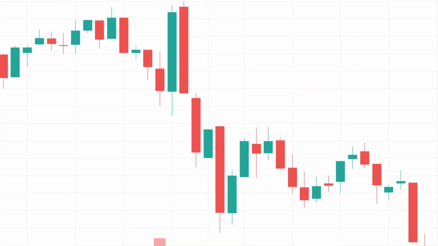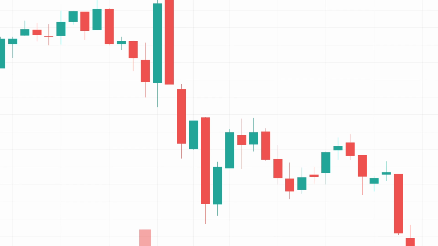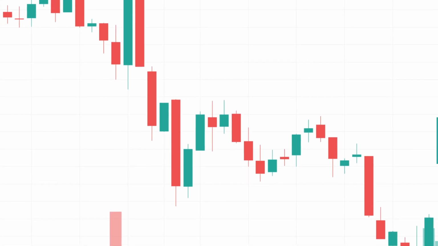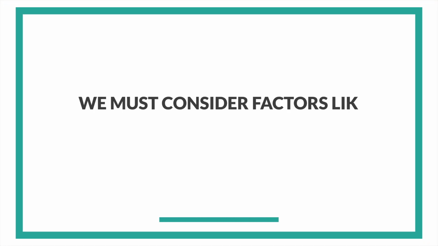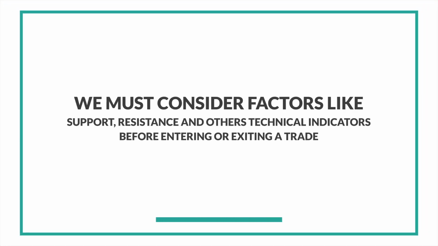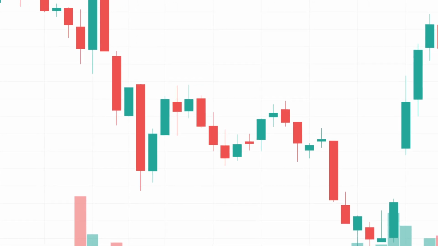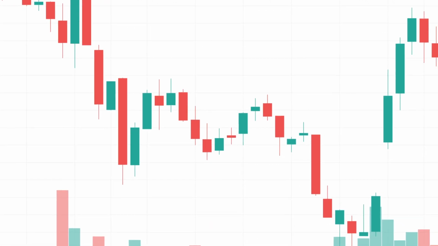Once again, I want to reiterate the importance of not making any trading decision based on a specific price action or candlestick pattern alone. We must consider other factors such as support, resistance, and other technical indicators before deciding whether we are going to enter or exit a trade. When implemented correctly, all of these patterns can be extremely useful pieces of a trading strategy.